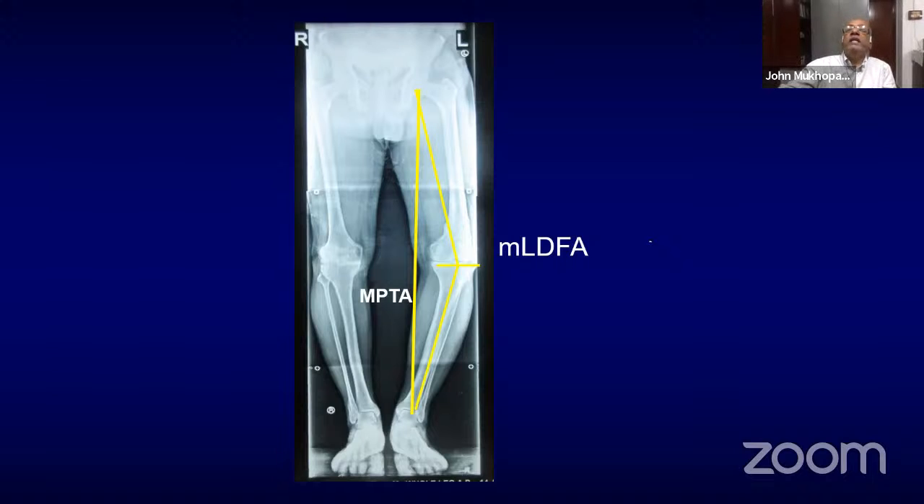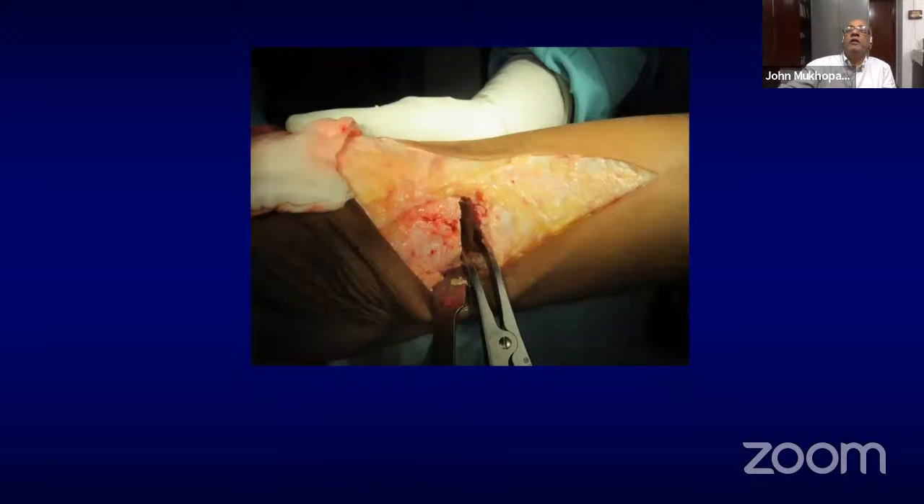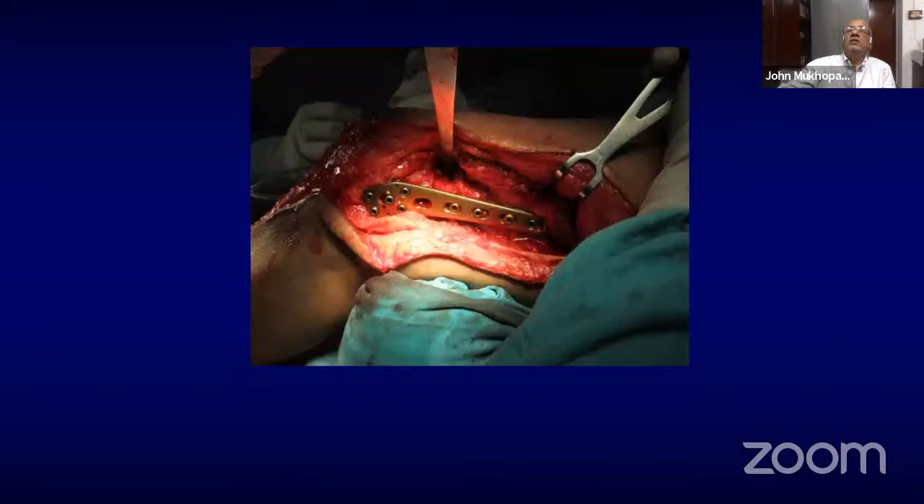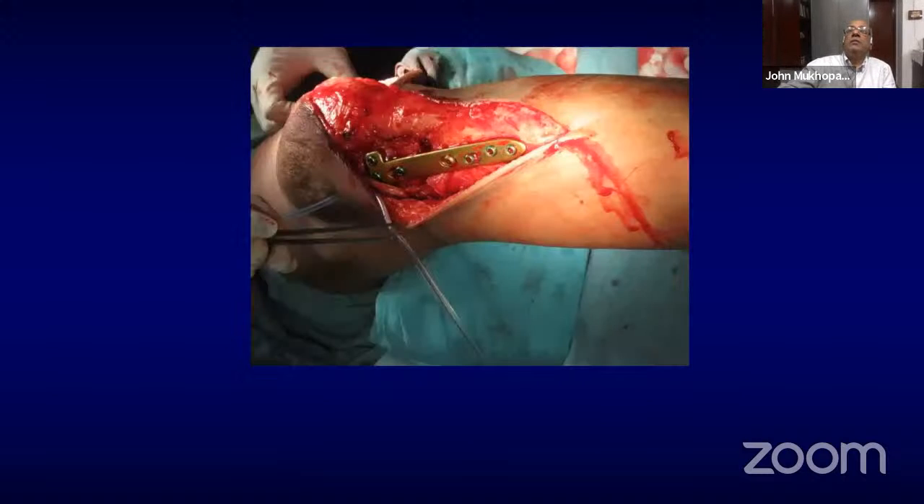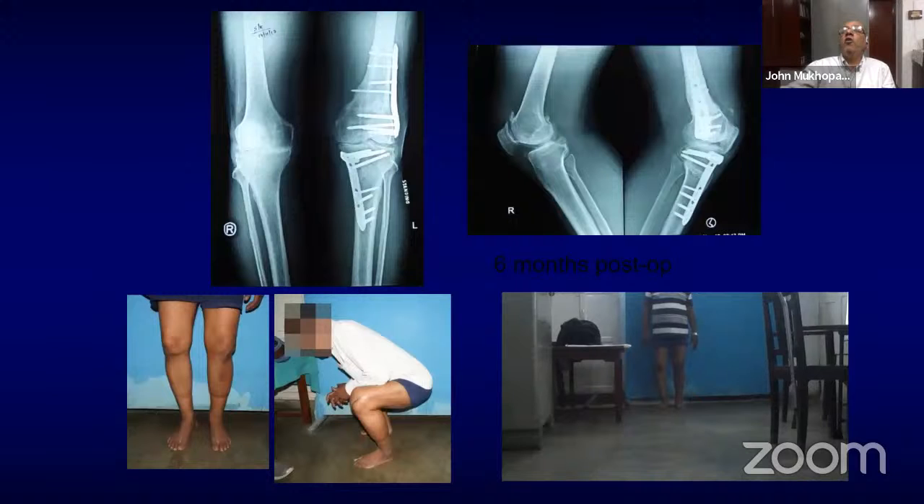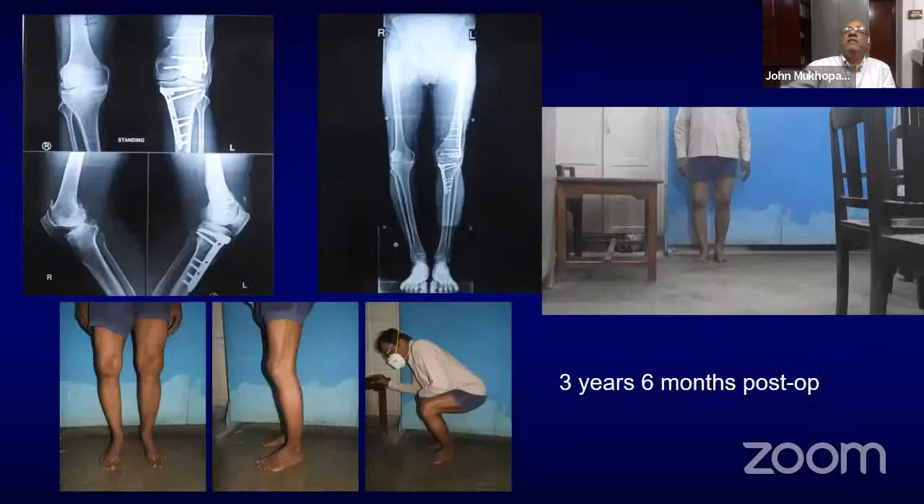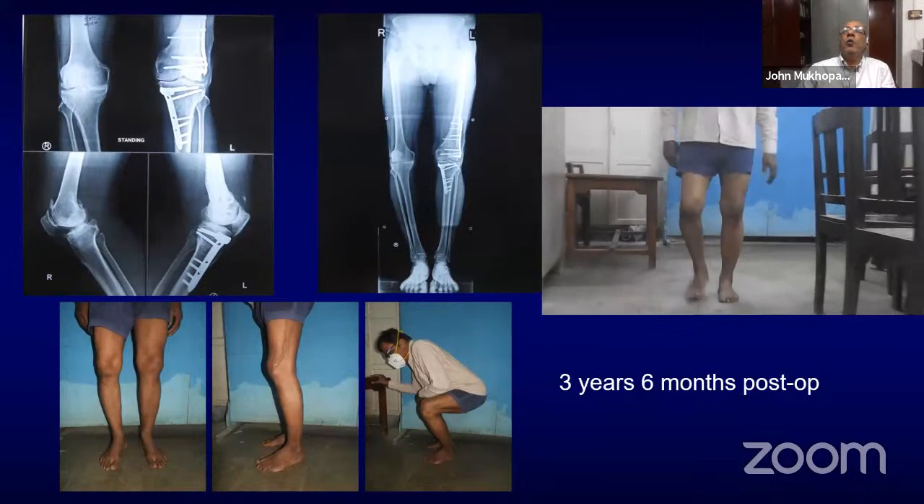Okay. So what we did here was a closing wedge osteotomy of the distal femur and an opening wedge osteotomy of the proximal tibia on the same side at the same sitting. This is the distal femur plate. This is the proximal tibial osteotomy plate. Okay, so we fixed them both. Again, now you can see we've got a good correction of the alignment. Now this is him at a year follow-up. You can see he's walking better. And this is him at 3.5 years follow-up. You can see how well he's walking.